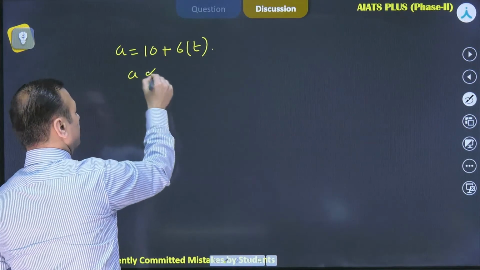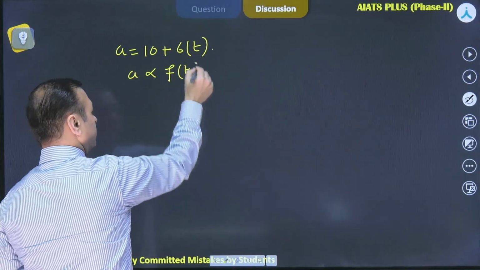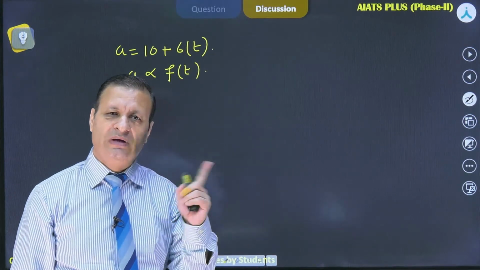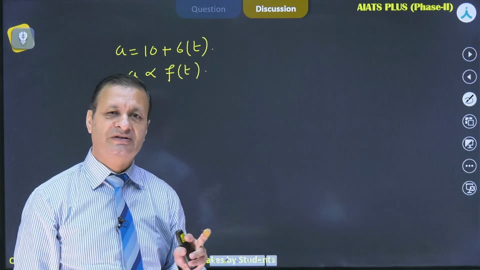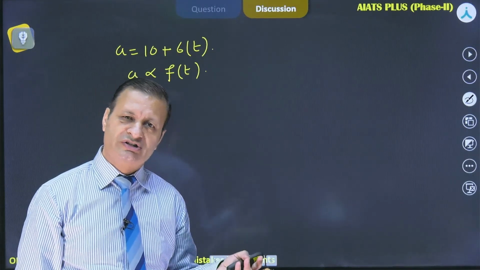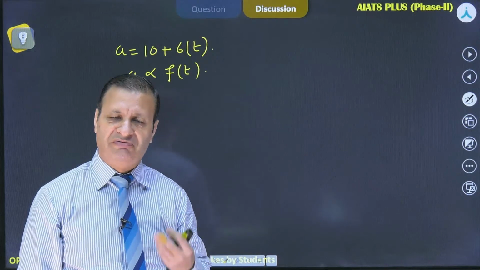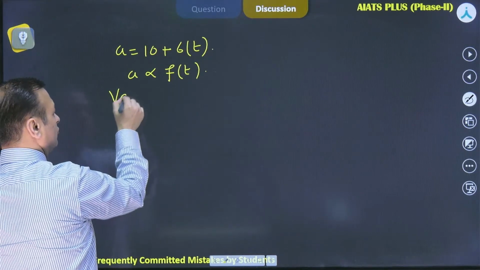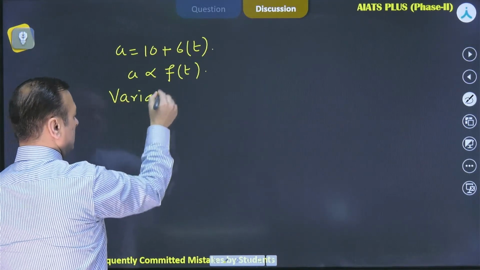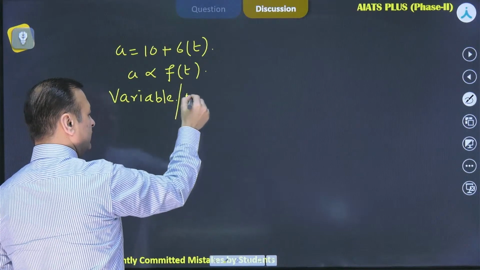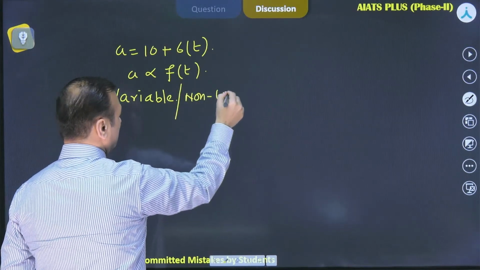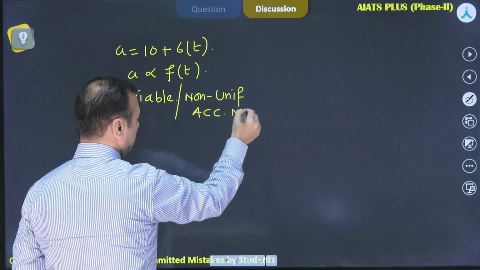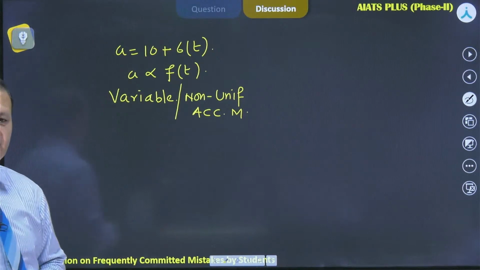Acceleration is a function of t. So with every change in value of t, you will have a different value of a. That means acceleration is what? Is it a constant or is it a variable one now? So when acceleration is a function of t, it is variable, or the other name given to it is non-uniform accelerated motion, as I am defining it completely.